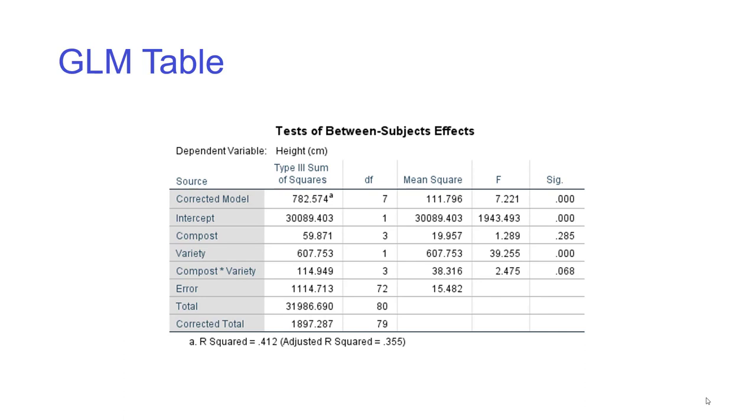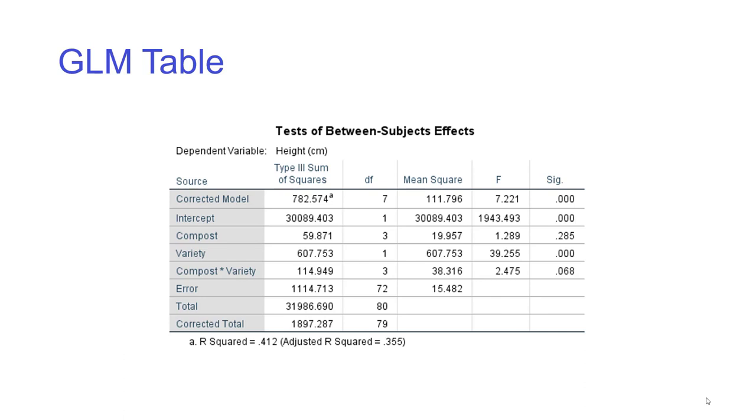Once you place the data into the general linear model, this is the general linear model table, the output from it. So here you've got the first two lines we don't really have to worry about, the corrected model and the intercept. The intercept is the same as the constant in your linear regression, and it's usually a meaningless thing, so it can be ignored. The things that matter are the compost and the variety, and the compost multiplied by the variety. You need to find out which of these things is making a significant difference.